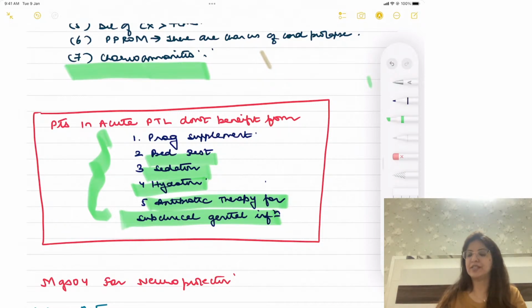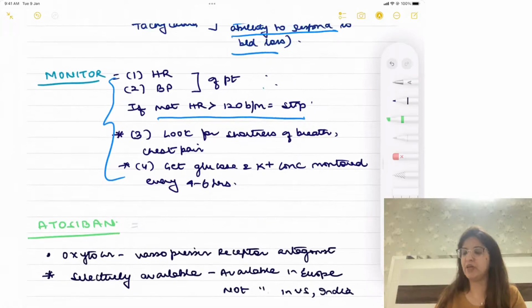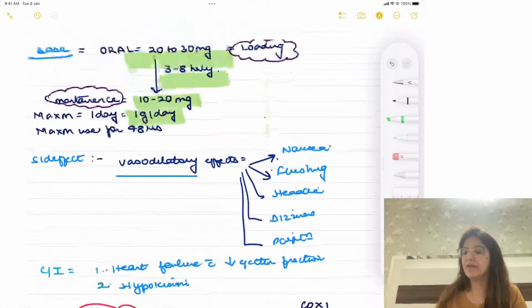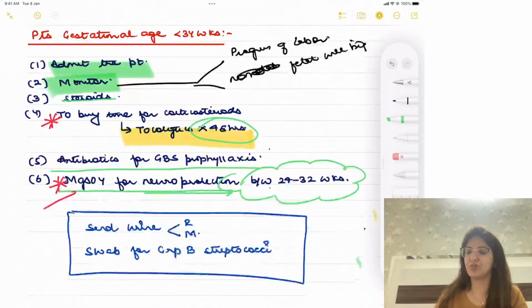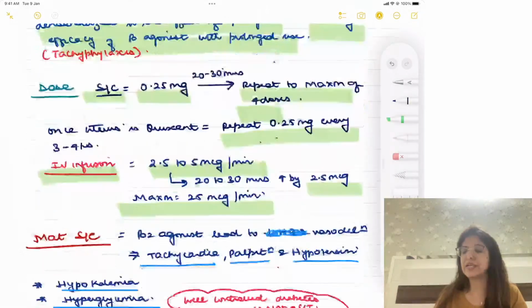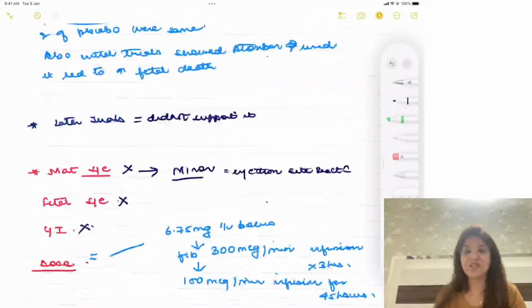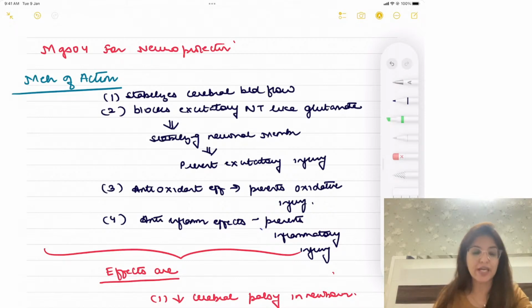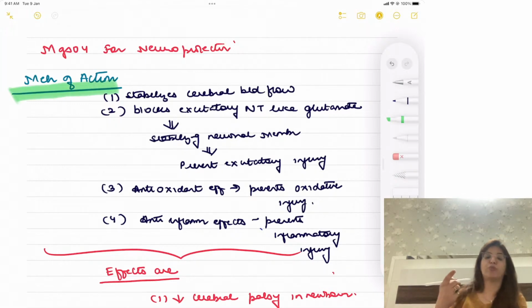Now, I also told you this, that if you have a patient of preterm labor who's coming to you between 24 to 32 weeks, then you should be giving magnesium sulfate for neuroprotection, right? Just now I told you magnesium sulfate is not used as a tocolytic. It's not a very good tocolytic, but for neuroprotection, yes, I have to give magnesium sulfate. This is one very important short note which can be asked to you. They can ask you the role of magnesium sulfate for neuroprotection. So please remember, what is the mechanism of action when it is being used as a neuroprotector?